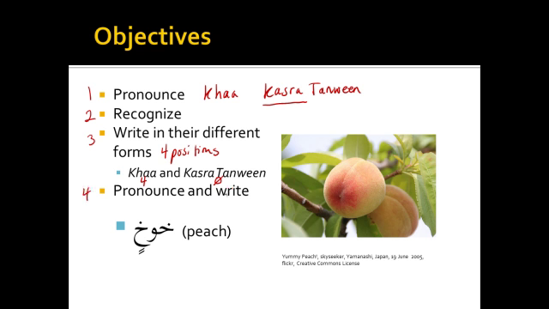Our fourth objective is to pronounce and write the Khaa in a word. And the word that we're going to focus on today is the word for peach. And we pronounce this as khookhin. I'm writing the KH to represent the Khaa. However, KH is just an approximation. So, khookhin means a peach.